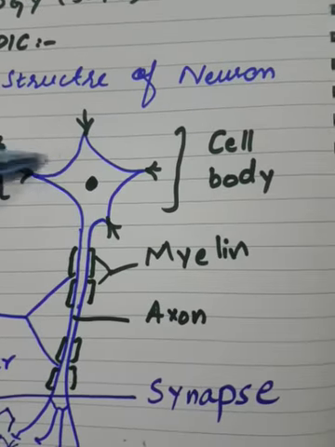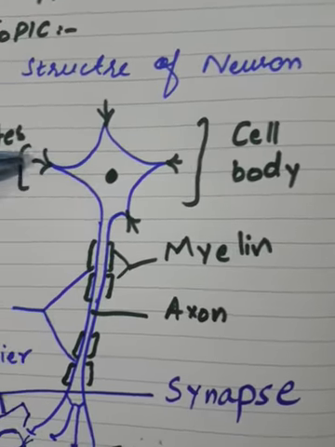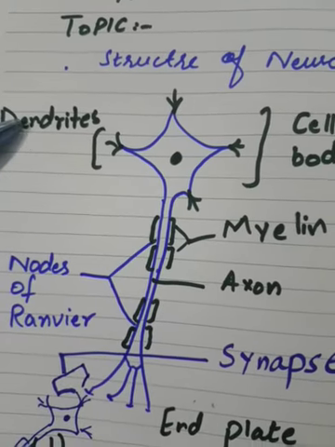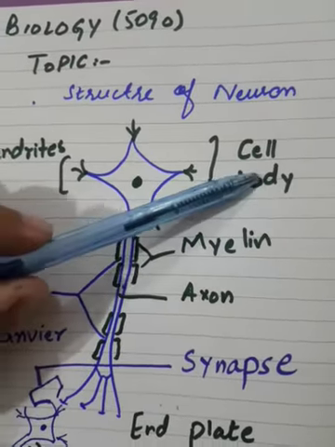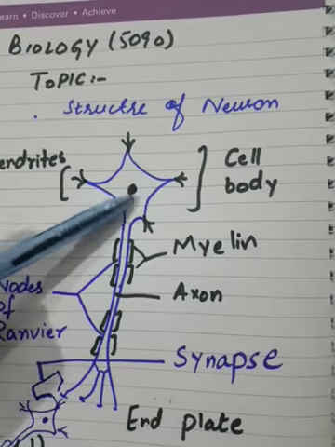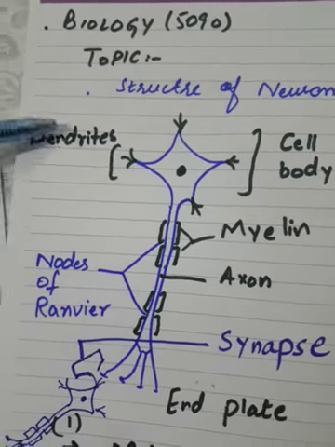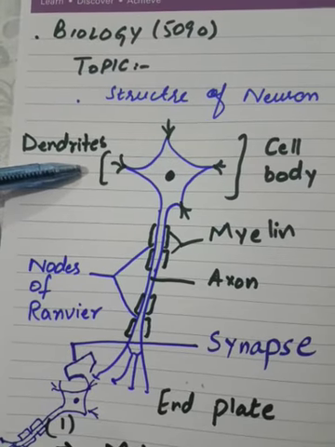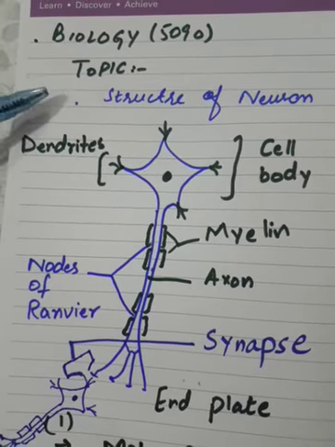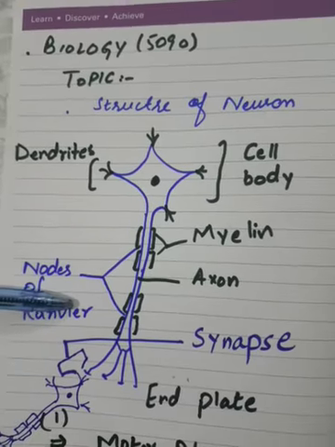So this part of the cell is called the cell body. Then these small extensions are called dendrites. The cell body basically contains cytoplasm and all the organelles which are necessary for the functioning of the neuron. Then we have dendrites. Dendrites are the small structures which collect information coming from other cells.